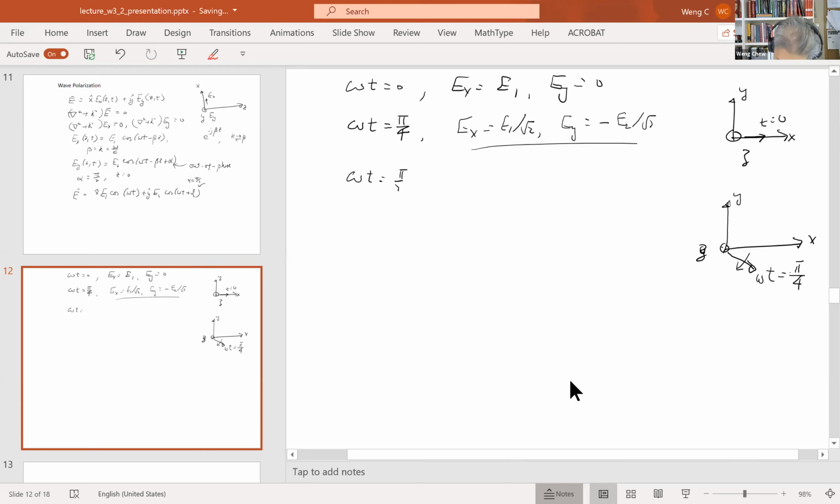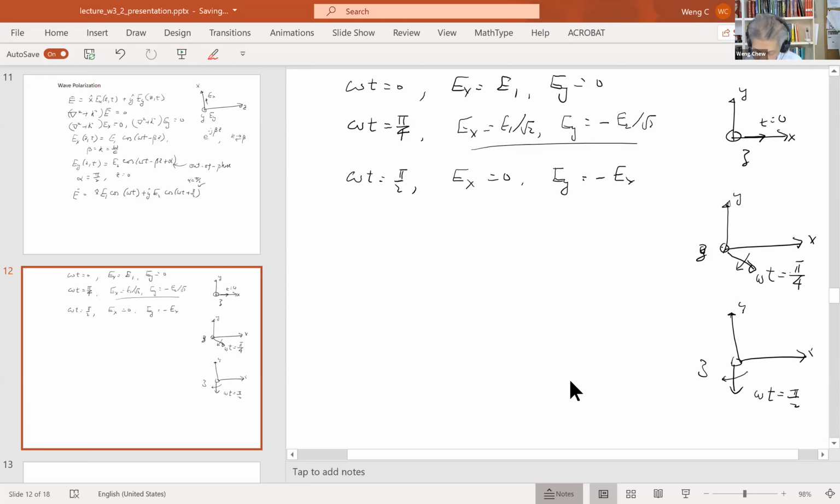And then if you keep tracking the polarization, when omega t equals pi over 2, you'll find that Ex becomes 0 again and Ey becomes minus E2. You just go and track the equation, and that would look something like this. Z, and then it just points downward. This is when omega t equals pi over 2. So you can see that this wave vector is rotating.